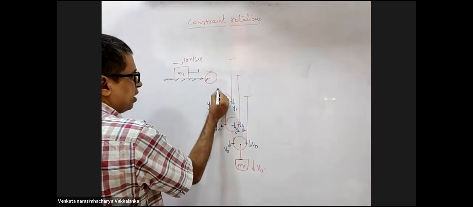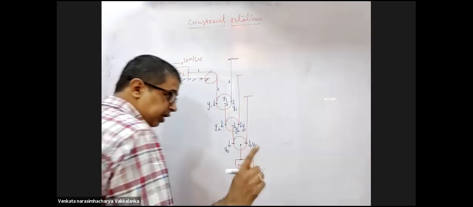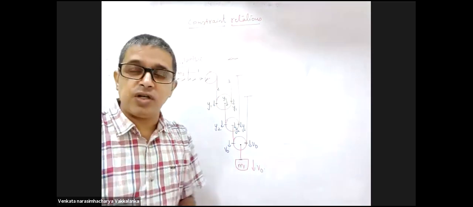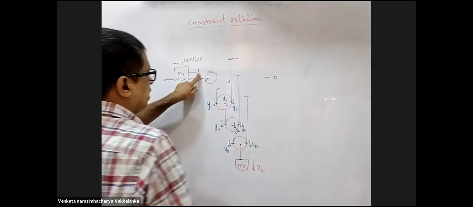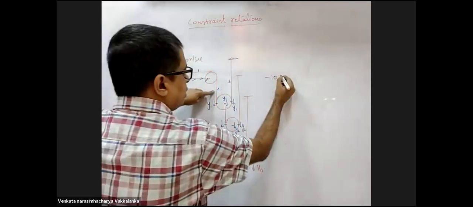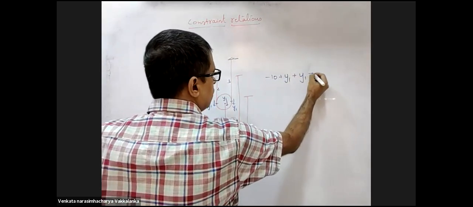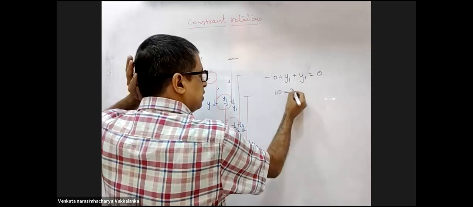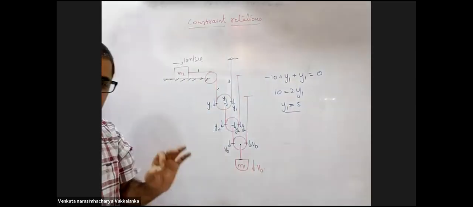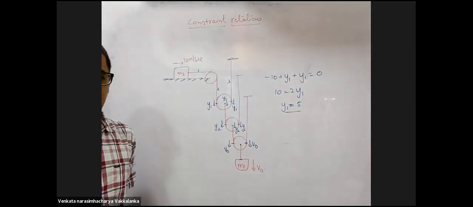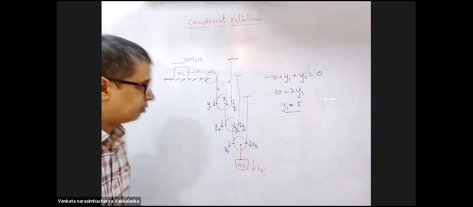We start from here: segment 1, segment 2, segment 3 of one single string. You apply constraints for one string. Segment 1 is minus 10 plus 5. Segment 2 is plus y1. Segment 3 is plus 5 plus y1. Sum total 10 is equal to 2y1. y1 is equal to 5. Till here, is it clear to all?